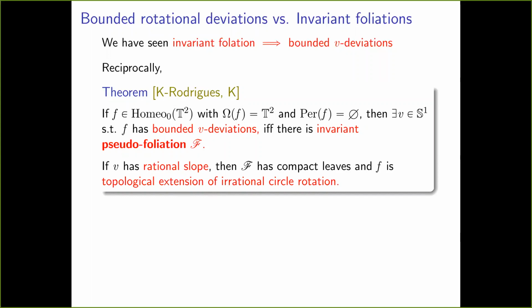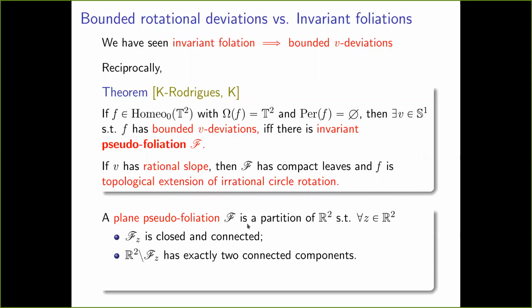So what is a pseudo-foliation? A plane pseudo-foliation is a partition of R2 such that every atom is closed and connected, and in most cases you can suppose they have empty interior. But the key property is that every atom of this partition disconnects the plane into exactly two connected components. So a pseudo-foliation is something that, if you look from very, very far away, looks like a foliation, but the topology of the atoms is not necessarily that of lines.